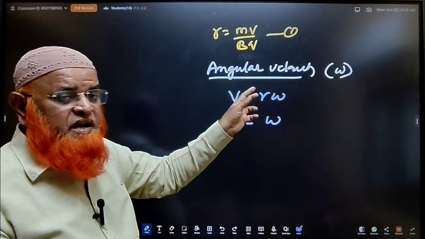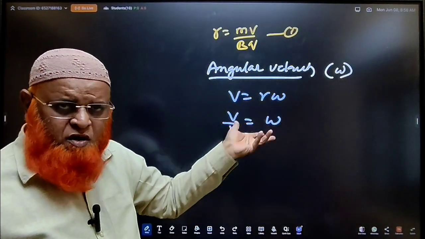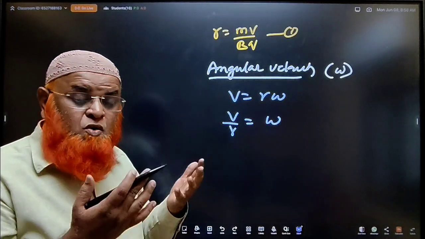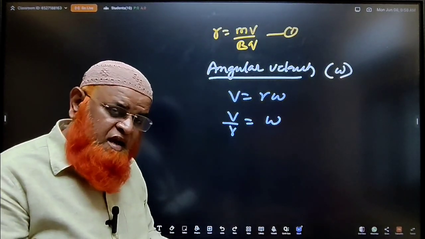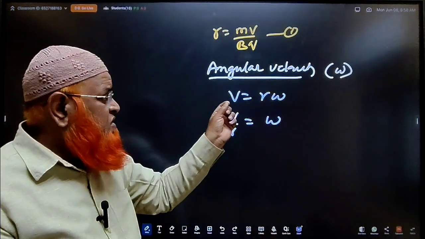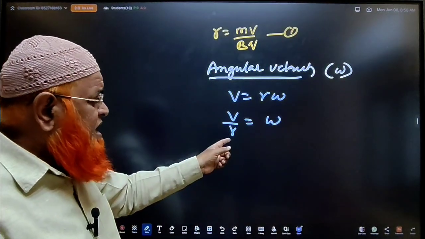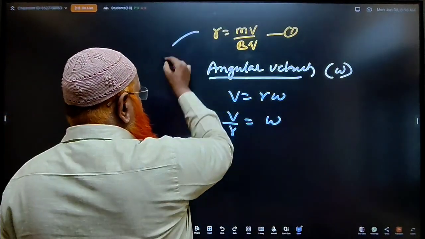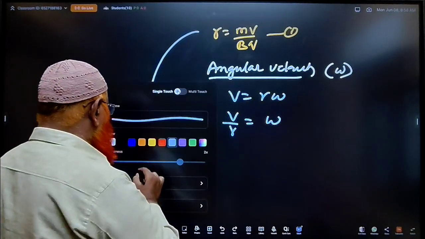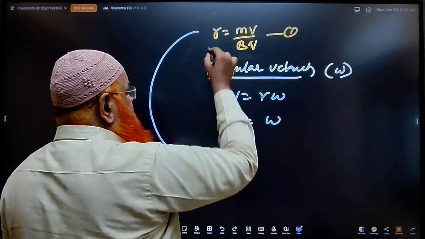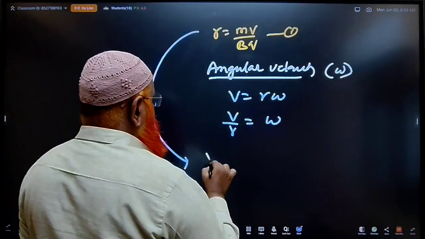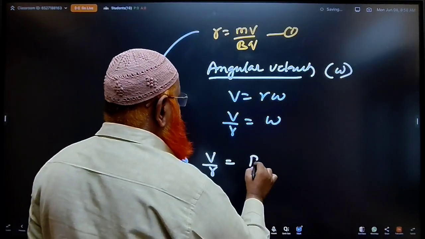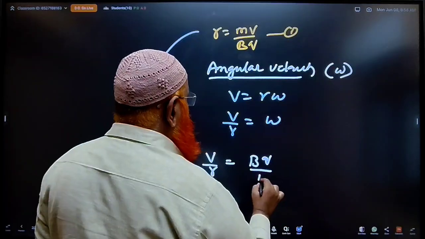Linear velocity is equal to radius into angular velocity. This is a basic formula everyone knows. It is used in the first year chapter called rotatory motion or circular motion. In both the chapters we use regularly V is equal to R omega, V by R is equal to omega. So what do you understand from this? You can just modify this formula a little bit. You write V by R separately, and we write this as BQ by M.